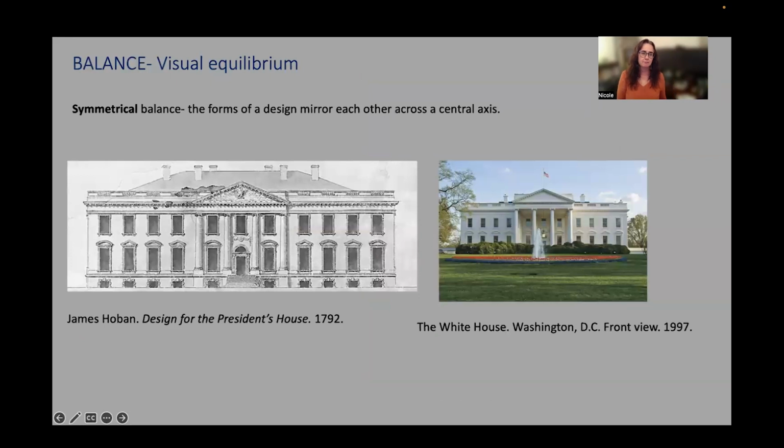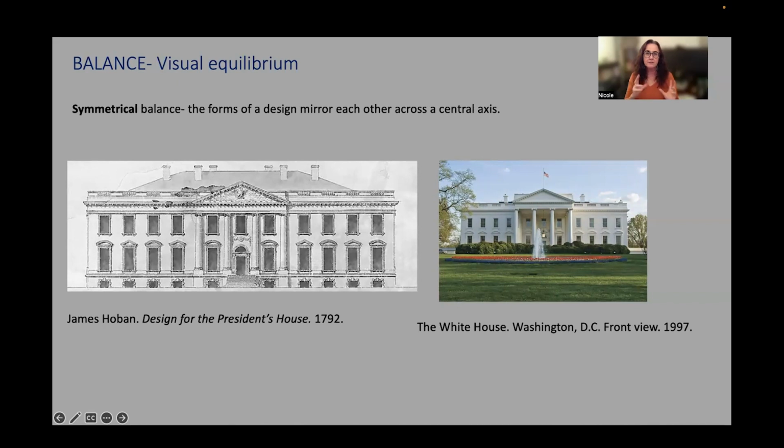So balance. Balance is really about visual equilibrium. There are two kinds of balance that we're going to talk about. Symmetrical balance, which is where the form of a design will mirror, the forms will mirror each other if you divide it in half, either vertically or horizontally. So it's about equilibrium, but not about absolute stillness. And that's the challenge of it, right?